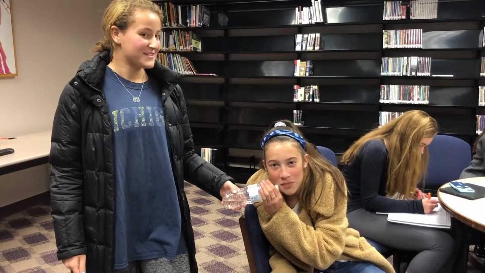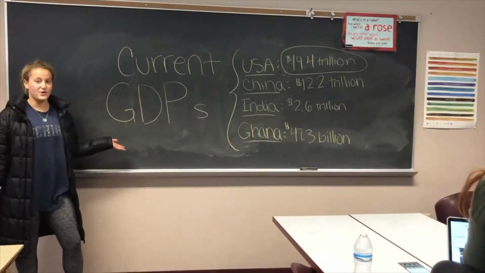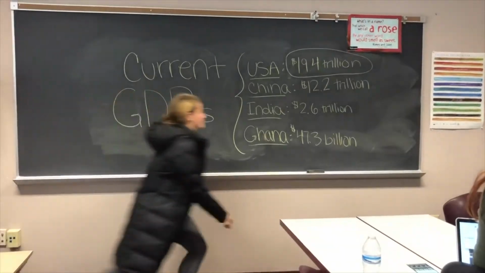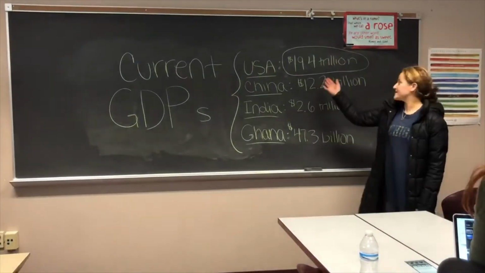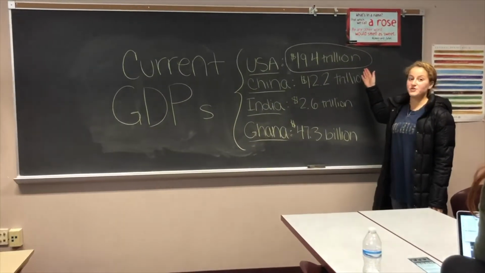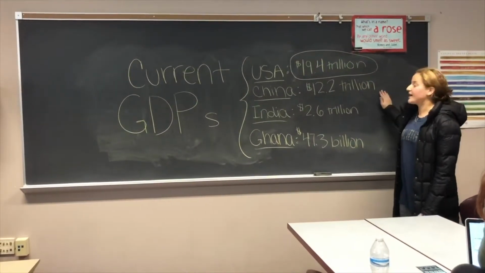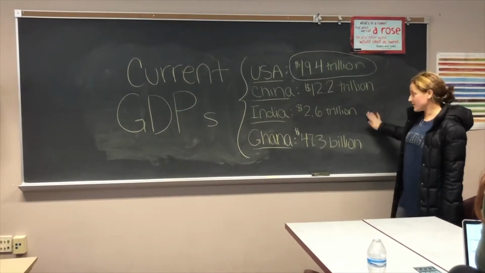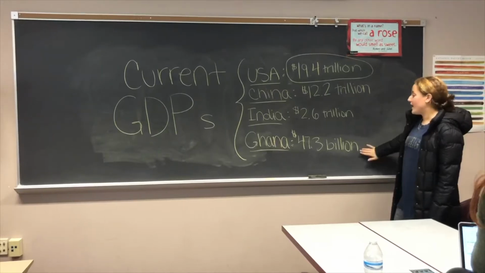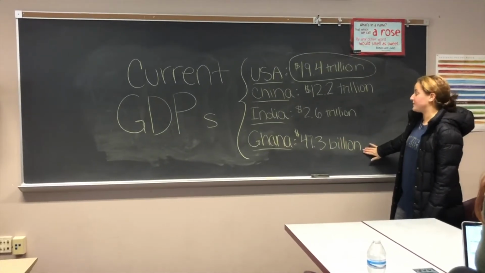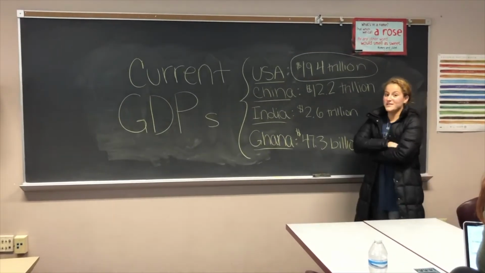Alright, so now we're going to look at the current GDPs all over the world. Over here, we have USA at $19.4 trillion. We have China at $12.2 trillion, India at 2.6, and Ghana at 47.3 billion. Not so gross anymore, huh?